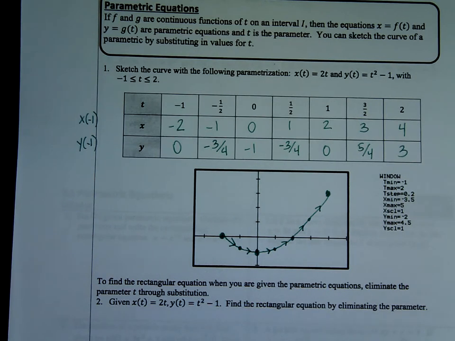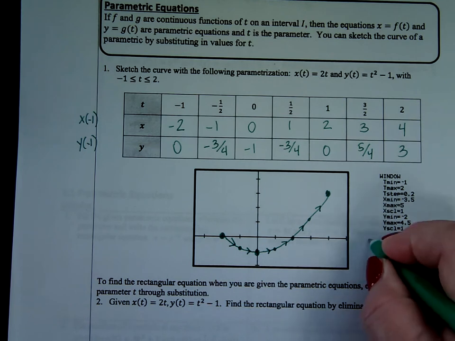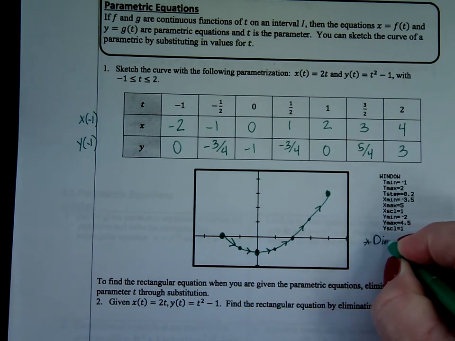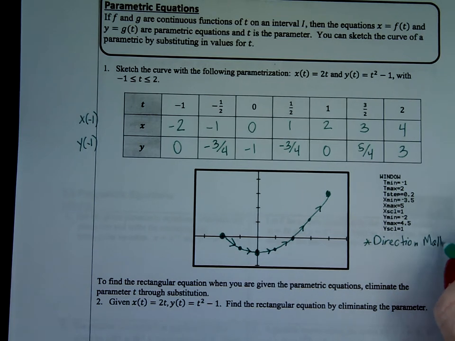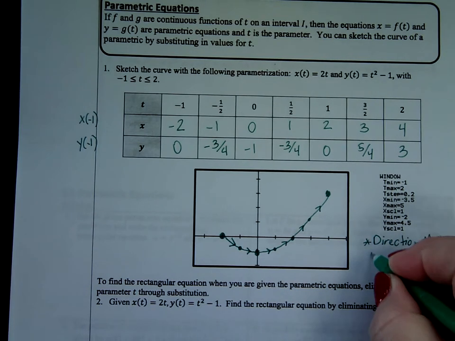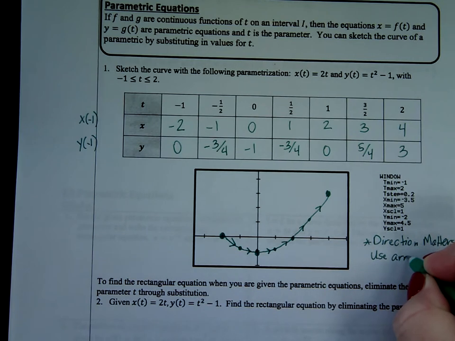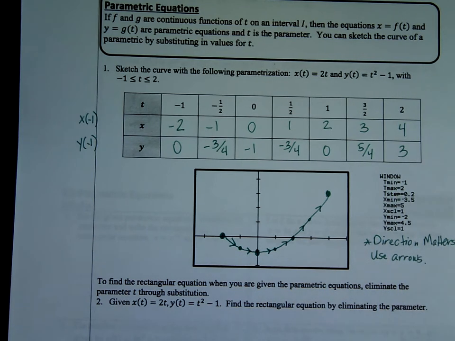You just put little arrows on there. So direction is important. So I'm going to make note of that over here. Direction matters. So use arrows. Okay. Direction matters. You want to use the arrows because they make a difference.